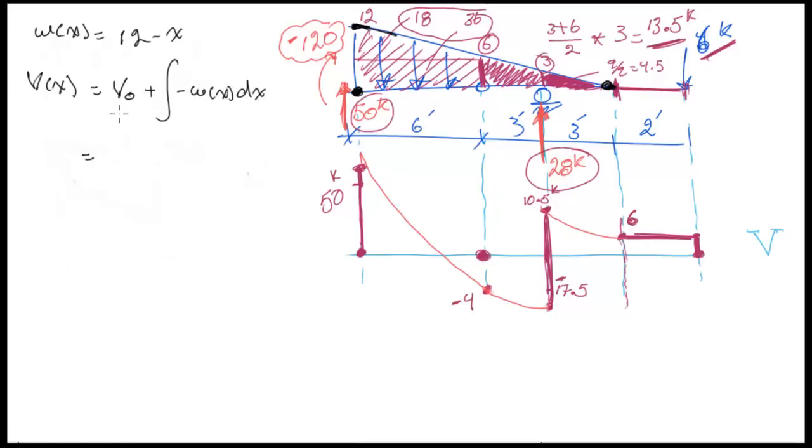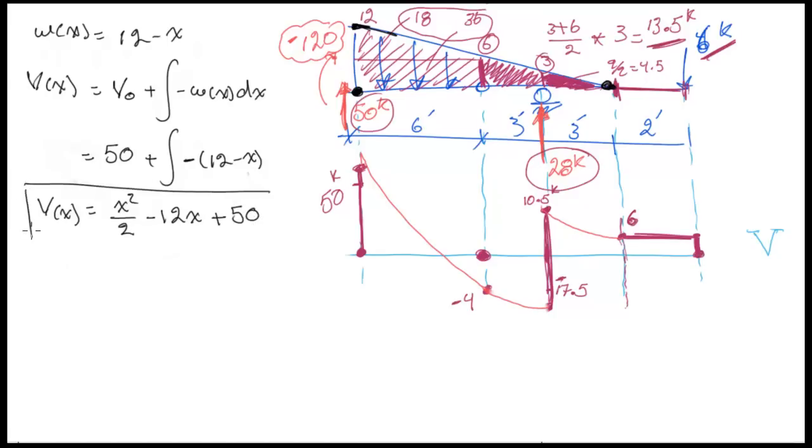Okay, what is my original shear? Original shear is 50, which is the reaction, plus the integral of negative (12 minus x). And if you do this, you will have V(x) equals x squared over 2 minus 12x plus 50. This is your shear equation. Let's try to check. Does this equation make any sense? Does this equation represent the line I have?